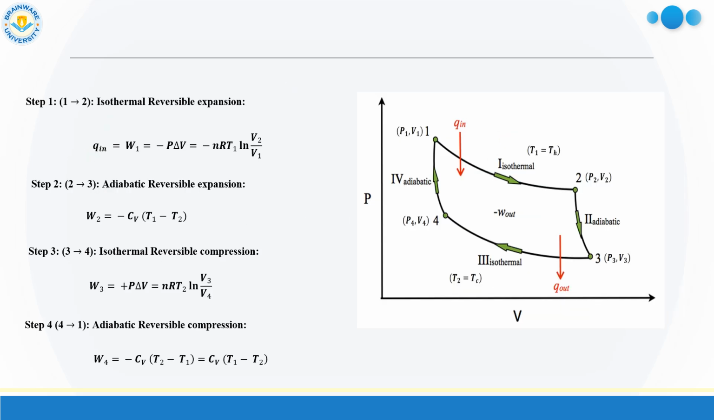So this is the pictorial representation of the Carnot cycle. Say, for example, the system is at state 1 with pressure P1, volume V1.